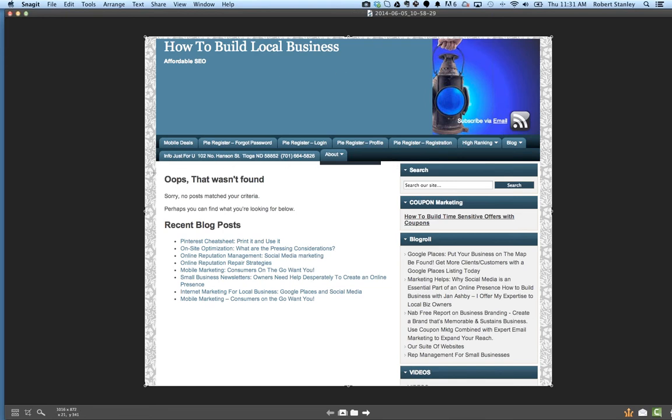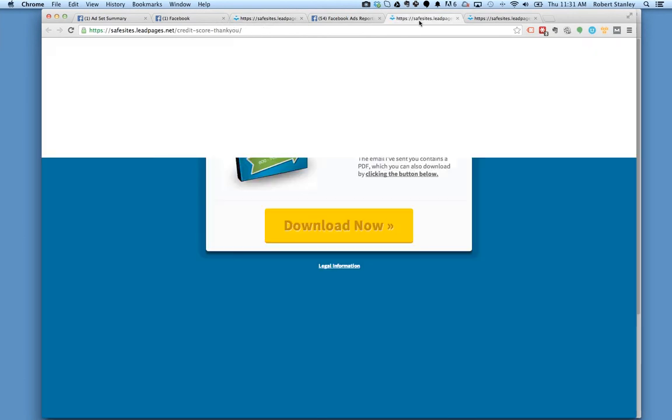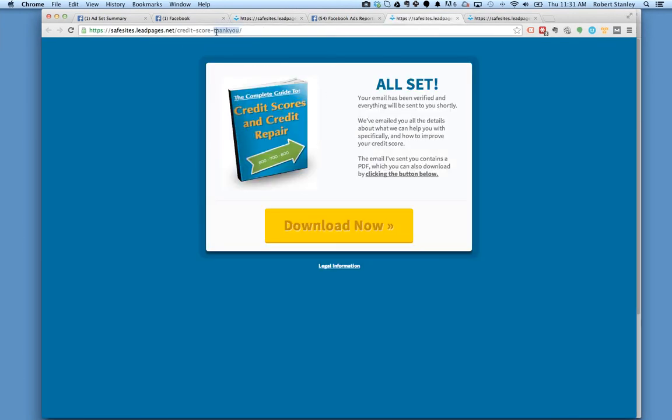It says, oops, that wasn't found. So it looks like you have an error on your thank you page, at least for the page that you sent me. So one of the things that you'll need to make sure that you do is have a properly set up thank you page. One of the things I like to do is I just use the thank you pages right inside lead pages when I'm first doing these things.